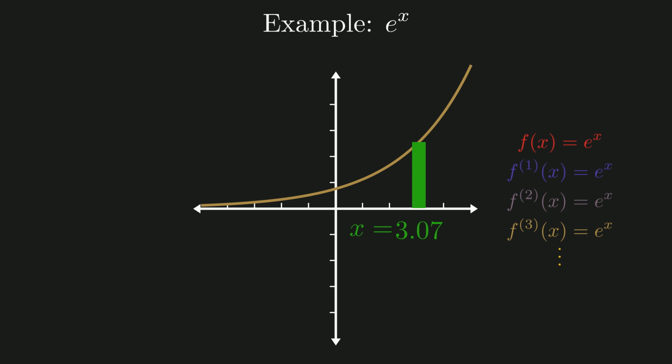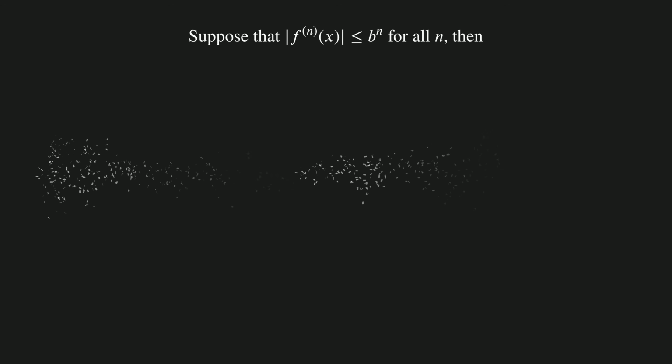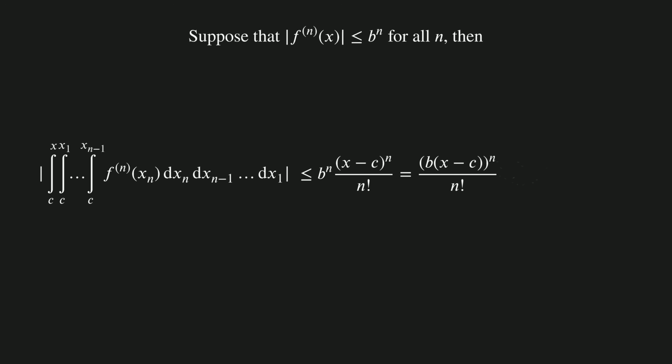But even if the values of the nth derivative of f increase with n, the error can still go to 0 so long as the values don't increase too fast. In fact, so long as the absolute values of the nth derivative of f at x are less than b to the power of n for some constant b, then the error will still converge to 0 for all values of x and for any choice of c. As before, b to the power of n is constant with respect to the variables of integration, so we can just pull it outside. And as before, the factorial denominator dominates the exponential numerator.